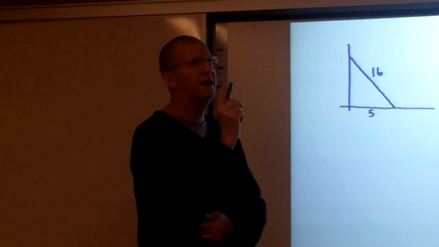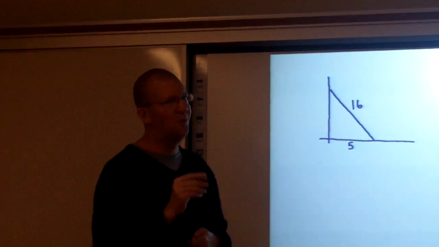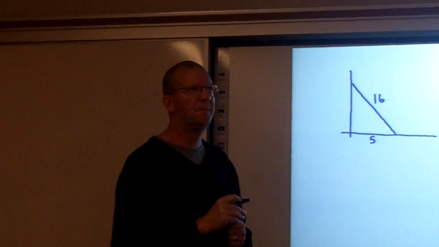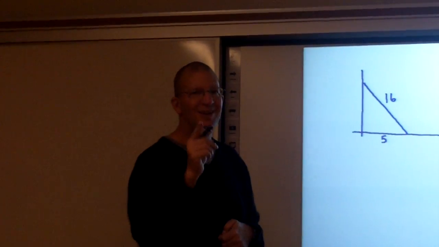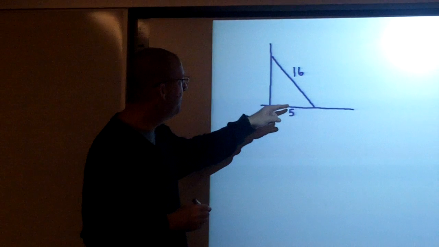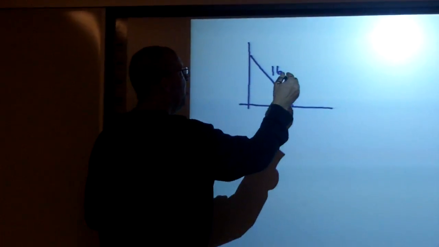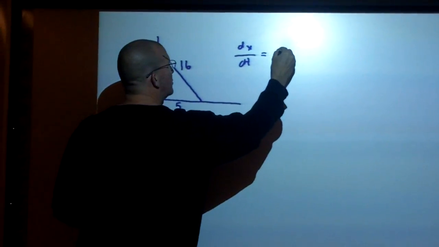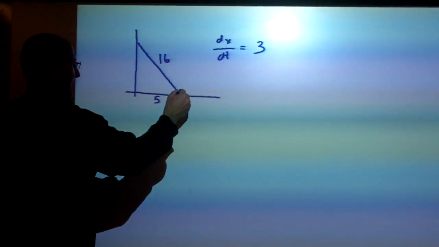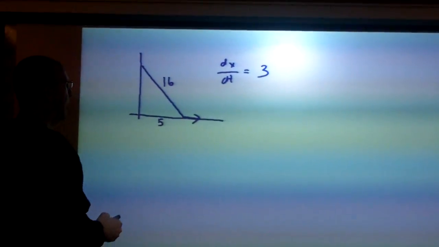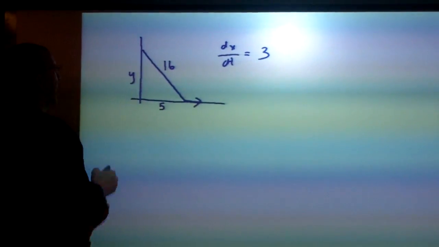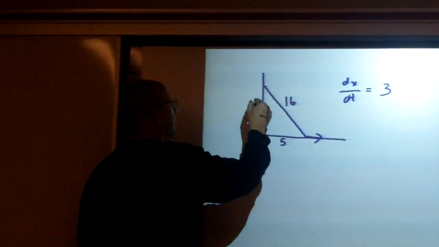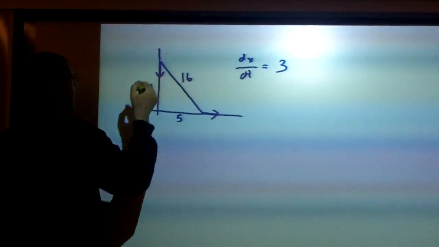Feet per second. That's a rate. What did you learn is another word for rate? That's right, derivative. If I tell you that the bottom is moving out at 3 feet per second, we're going to say that dx/dt is 3 feet per second, and our ladder is moving out. We have a height, y. What happens as the bottom moves out? The top comes down. This is also a rate.